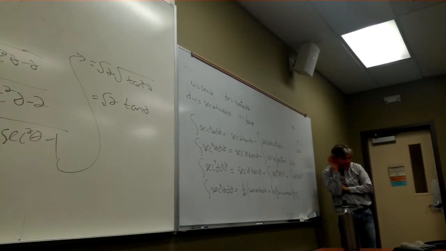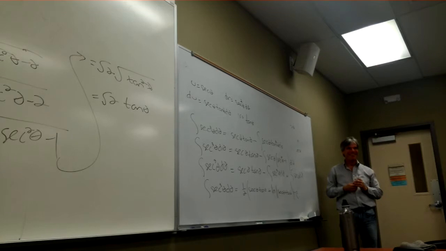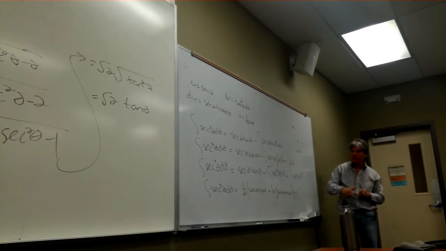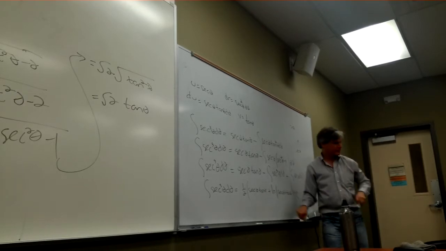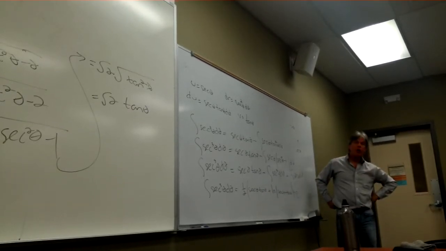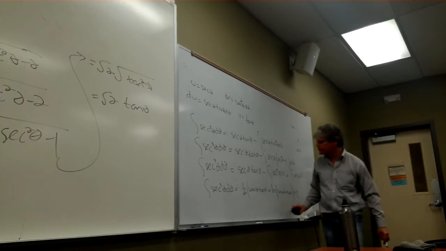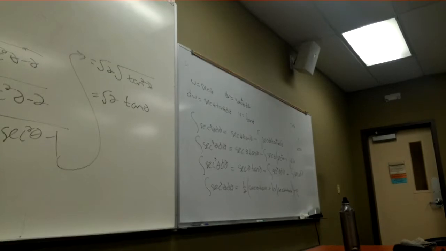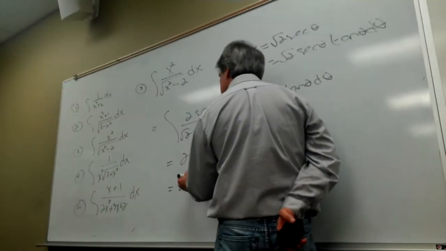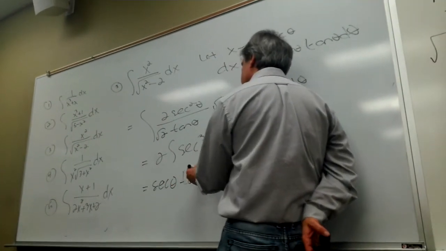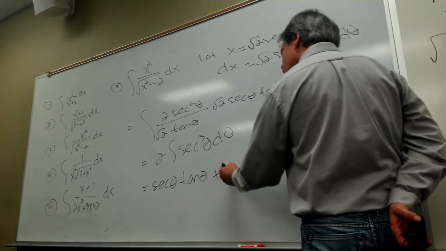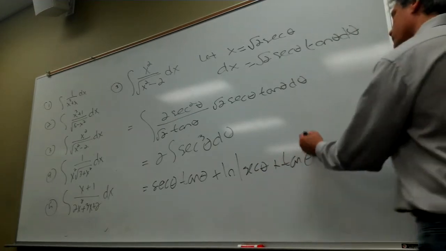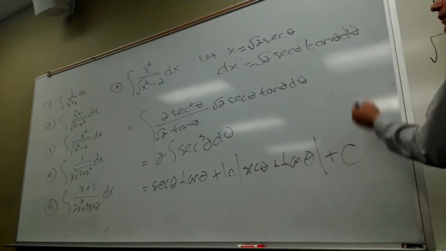Why not? Did someone say no? I see. Oh, this is plus, and that's multiplication. Oh shoot, I didn't answer my question. If that's 1/2 of that, in the end I'm simply left with secant of theta tangent of theta, plus natural log of the absolute value of secant of theta plus tangent of theta, plus 2 times c, but that's just another c.